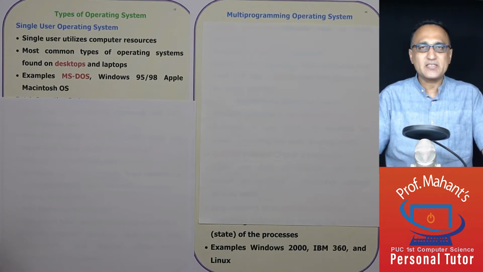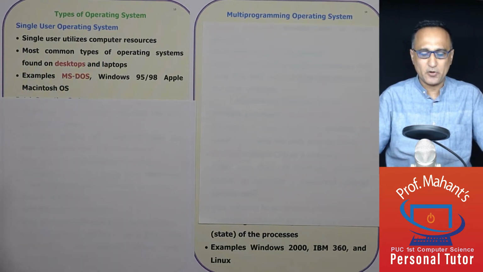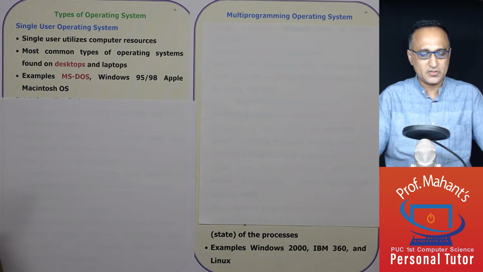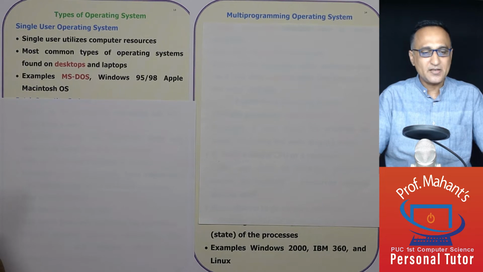The first type of operating system is a single user operating system. For example, when you're using a laptop or a desktop, you have an operating system which permits only a single user to use the operating system at a given point of time. So all the resources are dedicated to a single user and he or she has complete control over all the resources. Examples of single user operating systems are MS-DOS, Windows 95 and 98, Apple Macintosh operating system, and so on.